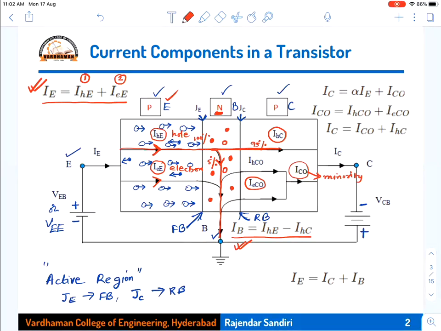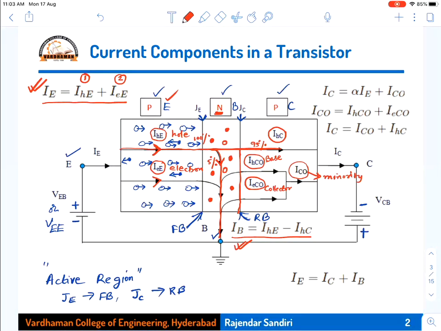In the base region, we have holes, which are minority charge carriers, and that current is represented by IHC naught. So IHC naught is the base minority charge carrier current, and IEC naught is the collector minority charge carrier current. Those are crossing the junction JC. If we add these two together, we get the reverse saturation current IC naught.